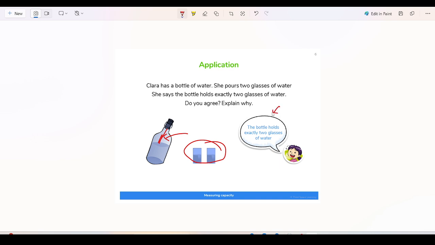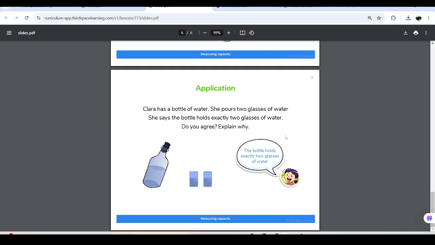Yeah. So that's why you don't agree. Wait, do you agree or not? No, I don't agree because it seems like the bottle is larger. Okay, did you get it? Yes. Okay, great. That's why I said I do not agree.